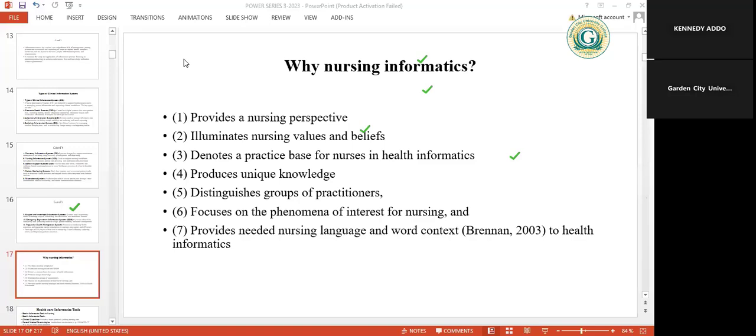And then it also denotes a practice base for nurses in health informatics. So the American Nurses Association legitimized the field of nursing informatics. So it is now a clear path for all of us to practice. That is what we are witnessing this morning. It produces unique knowledge. Once you adopt technology as part of your interventions, it makes your role more unique, right?